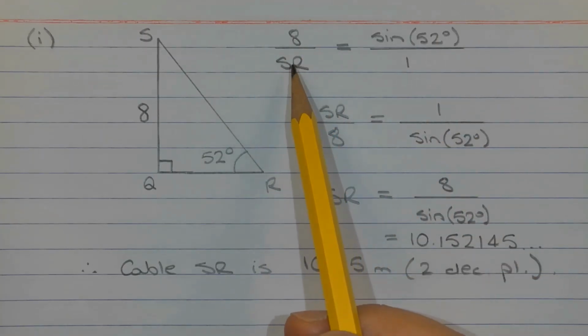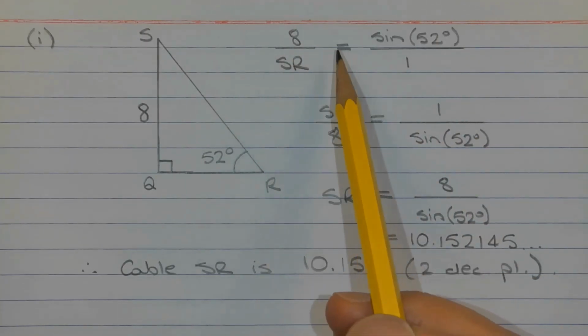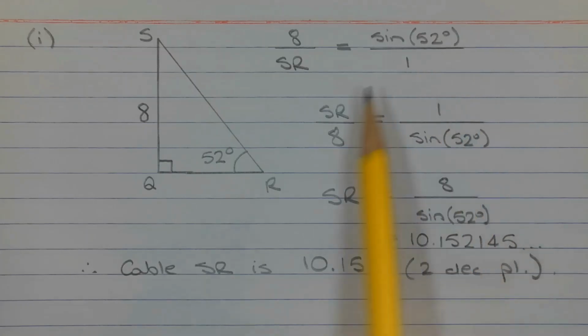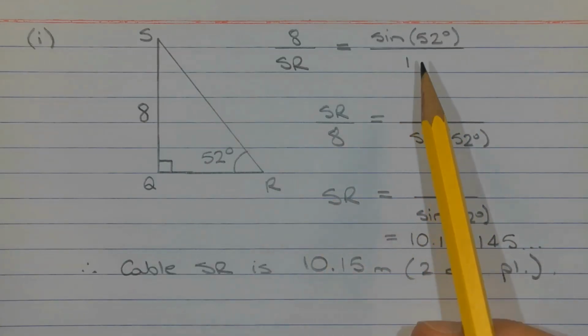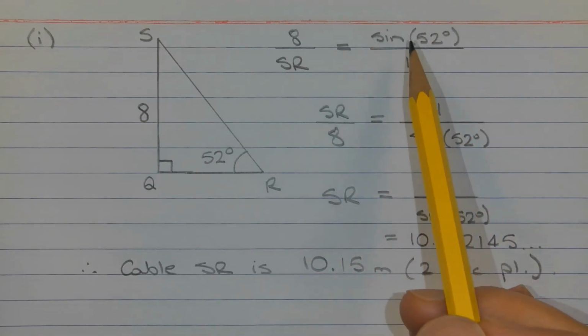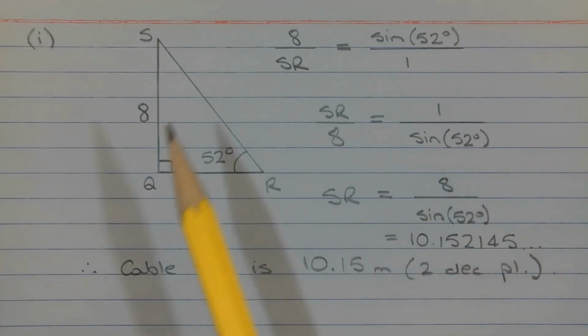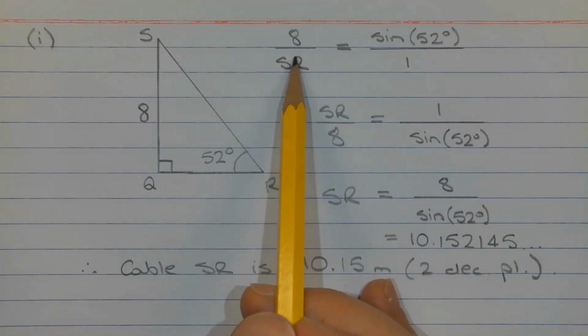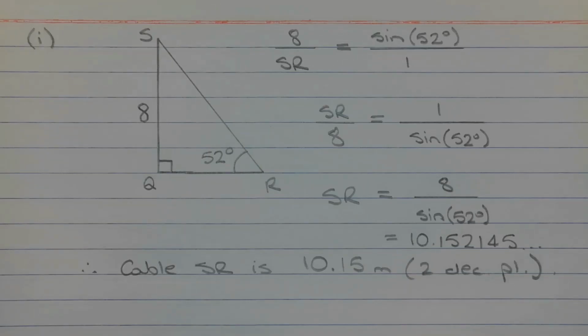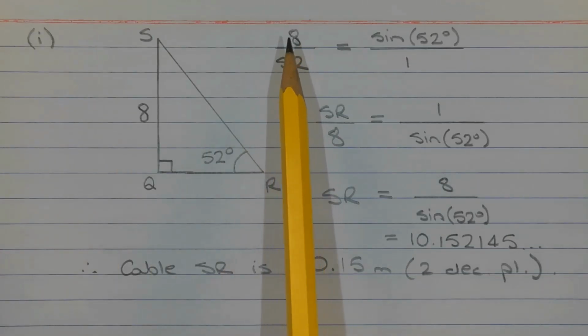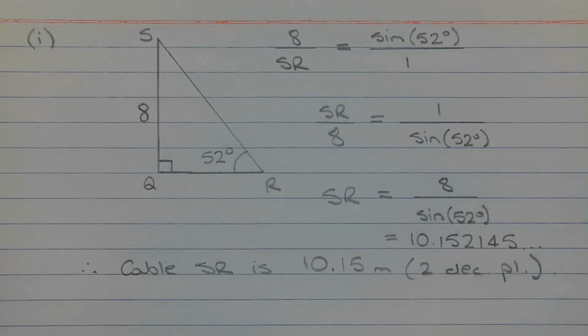Opposite over hypotenuse, so 8 over SR is equal to sine 52 degrees over 1. Now there's a reason why I wrote the right-hand side this way, sine 52 degrees over a denominator of 1. And the reason is we want SR to be in the numerator, not the denominator of the fraction on the left-hand side. So taking the reciprocal of both sides of this equation, we get SR over 8 is equal to 1 over sine 52 degrees.